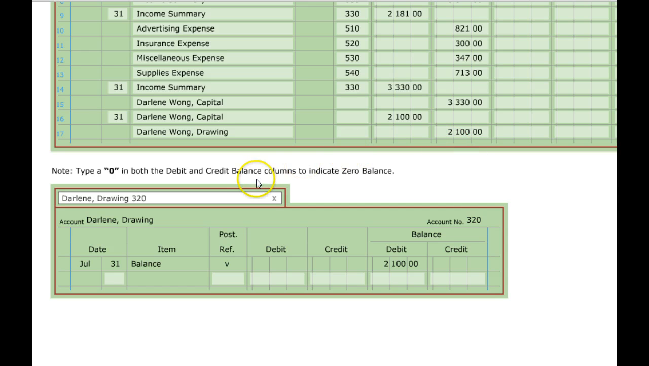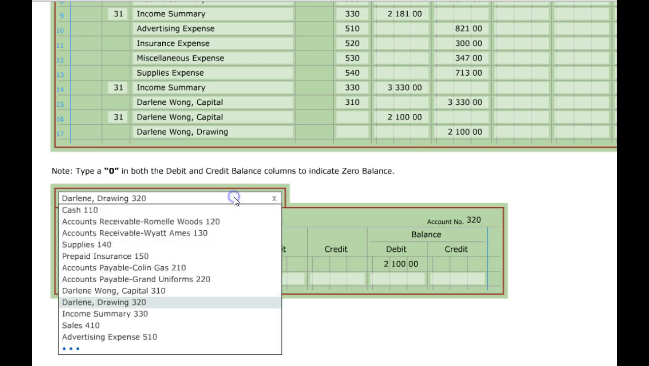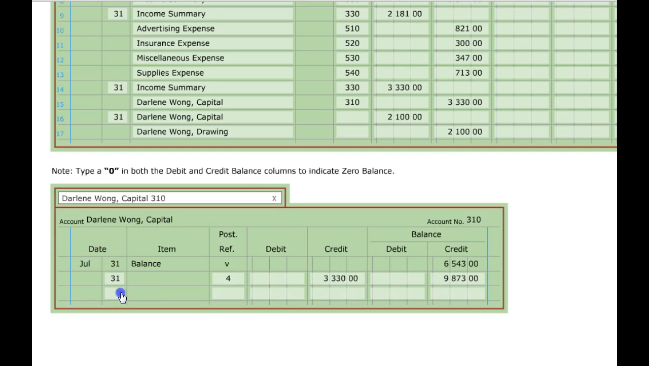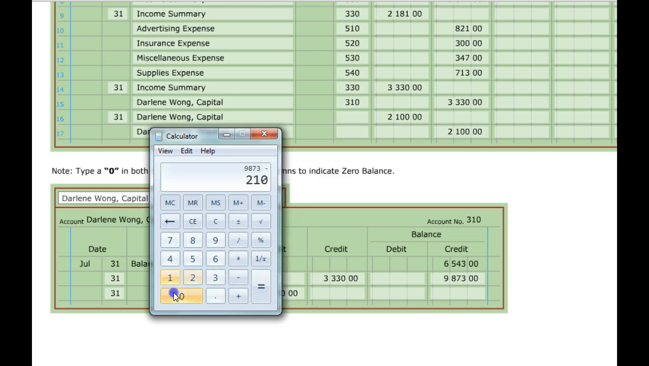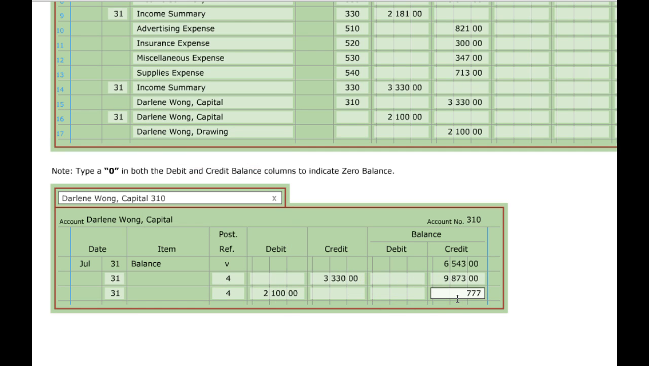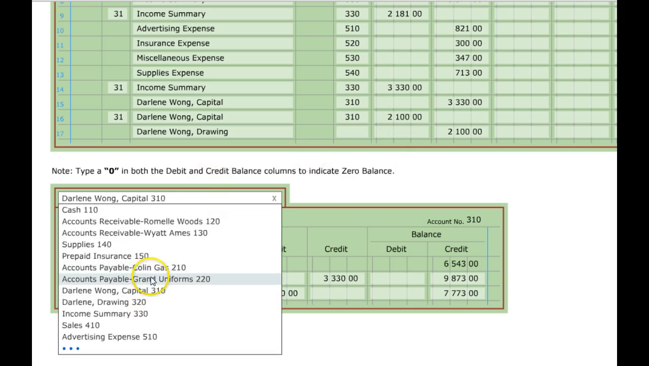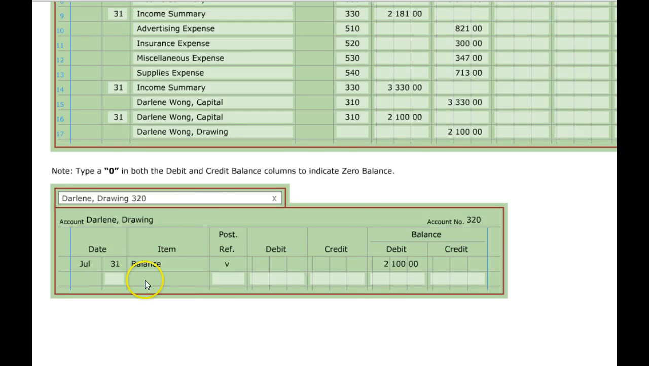Okay, so when we go through and we post, and I forgot to write the actual account number up here, so make sure you do that. When I post, put down 31, put down page 4, and I will debit 2,100. Okay, when I do that, and I just subtract this for 2,100, okay, I should get 7,773. Okay, and then I would post that 310. I would also need to post drawing, so make sure that you go to drawing, and you would post that amount to make it 0.